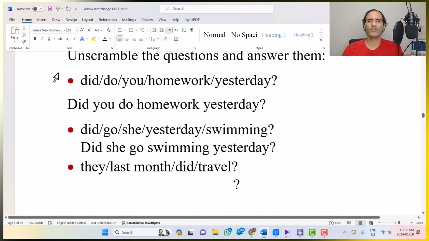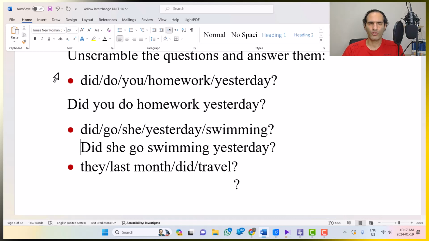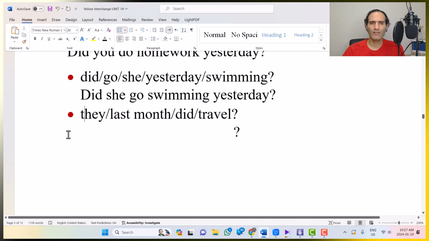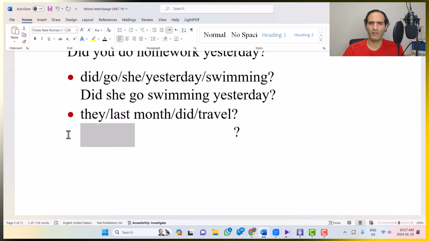As an imaginary person, for example, your sister, your mother, or anyone, your girlfriend. Did she go swimming yesterday? Yes, she went swimming yesterday for 1.5 hours in the pool. She was alone. I didn't go with her. Or, no, she didn't. She was very busy yesterday. She couldn't go. And they last month did and travel. So did they travel last month?